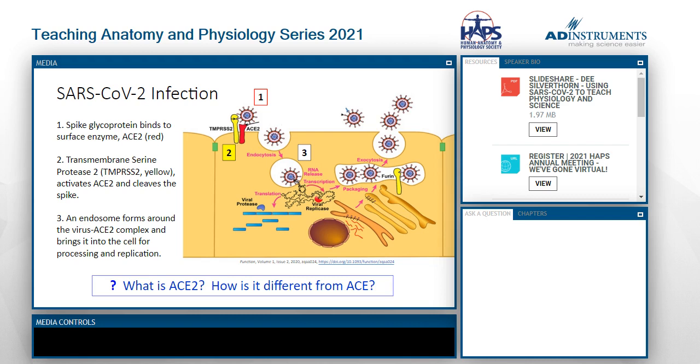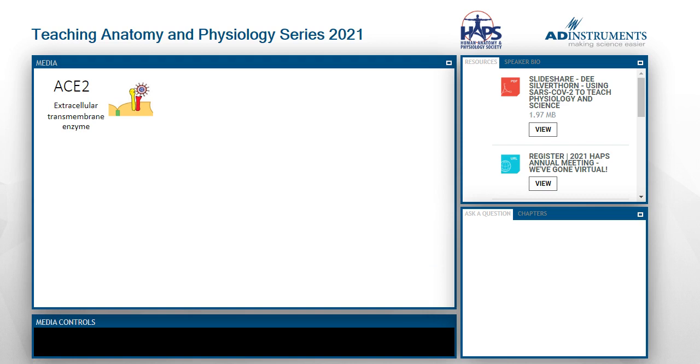We've studied ACE. How is it different from ACE? And it's a good chance for them to remember what they know about ACE. Well, it turns out ACE2 is a transmembrane protein that is actually an extracellular enzyme. The catalytic portion of the protein is on the outer surface of the cell. And there's a name for these. They are called ectoenzymes. And so now my question to my students is, you've seen some ectoenzymes in other body systems. Can you remember where we saw them?